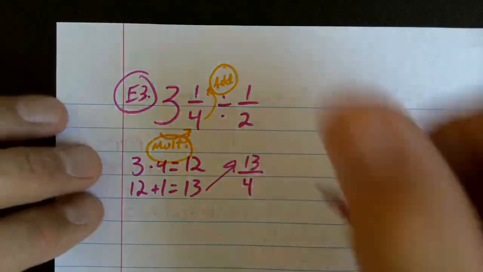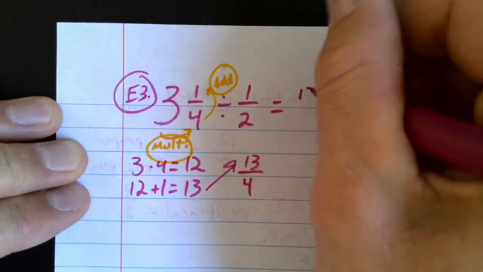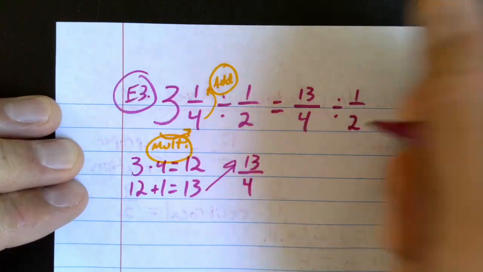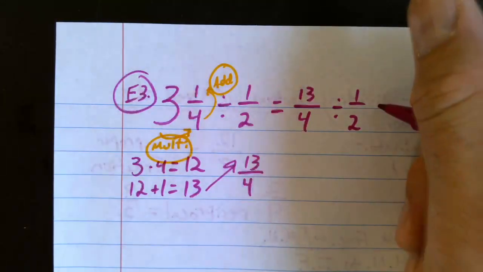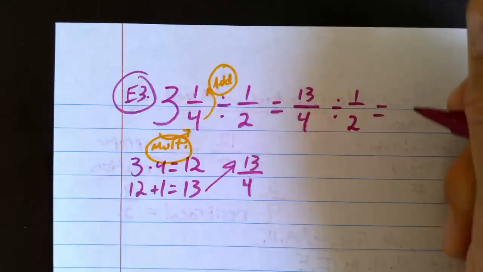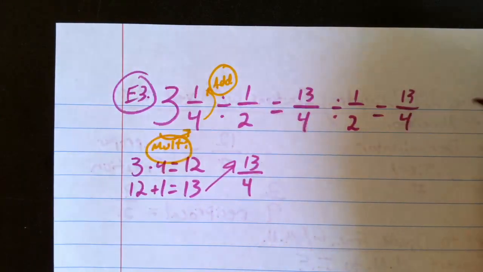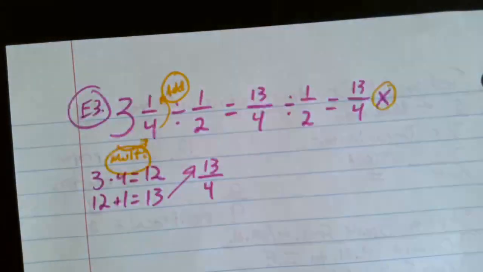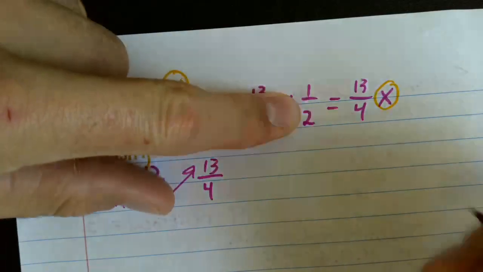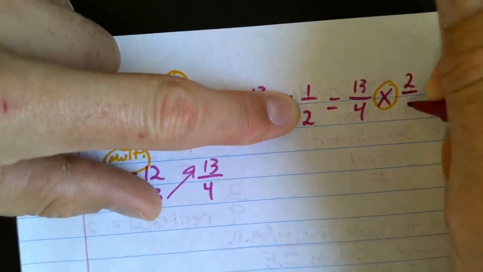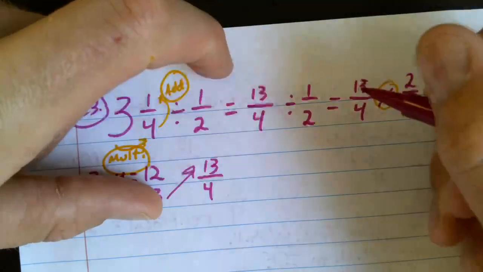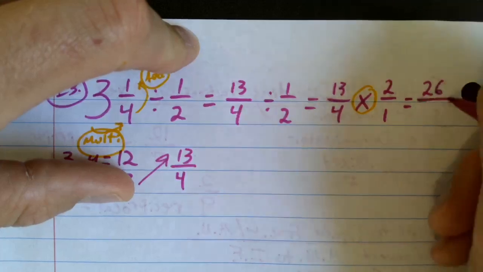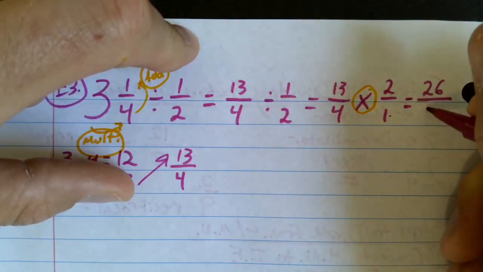All right, so let's just rewrite our problem here. We now have 13 over 4 divided by 1/2. Step 1's done. Step 2, keep, switch, flip. Keep that first fraction, 13 over 4. Switch to multiplication. And just flip that second fraction. 1 over 2 is now 2 over 1. So that gives you 13 times 2 gives you 26. And 4 times 1, that gives you 4.